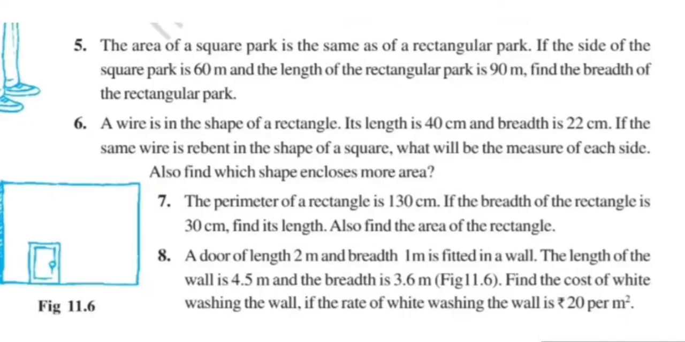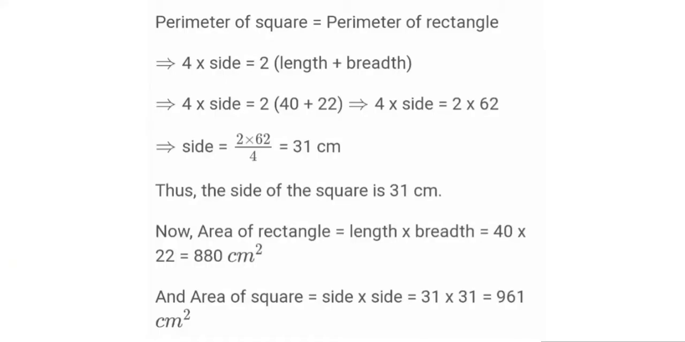See question number 6. A wire is in the shape of a rectangle. Its length is 40 centimeter and breadth is 22 centimeter. If the same wire is rebent in the shape of a square, what will be the measure of each side? Also find which shape encloses more area. So according to the question, perimeter of a square is equal to the perimeter of rectangle.